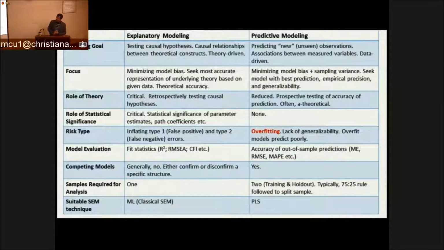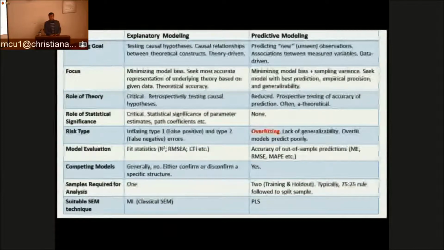Okay? So, related to that is the role of statistical significance. In explanatory modeling, as Ryan must have presented to you, statistical significance takes a critical role. You really are interested in path estimates and whether those path estimates are significantly different from zero or not. In predictive modeling, it is irrelevant. You don't care about whether a given path is significantly different from zero or not. You don't care about it. All you care about is making good predictions.